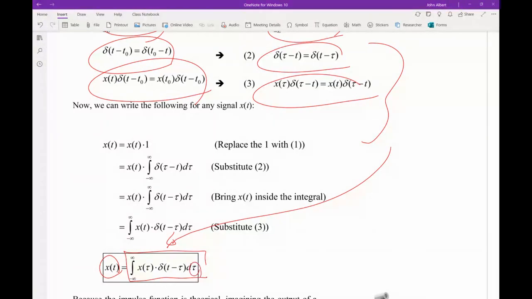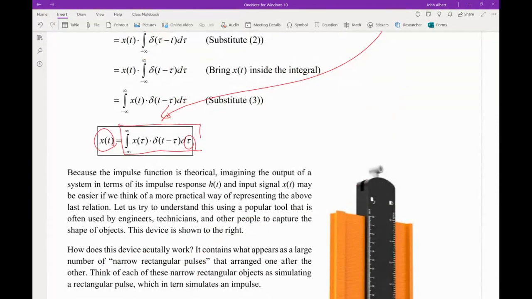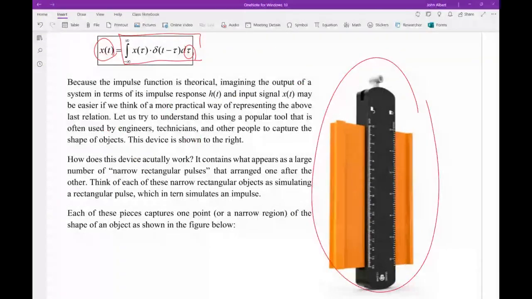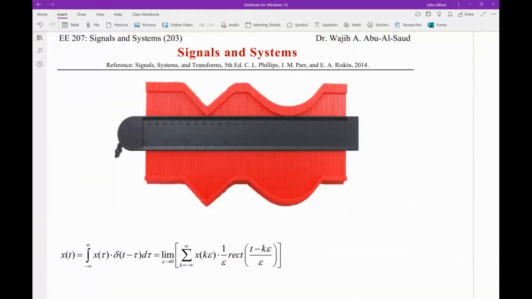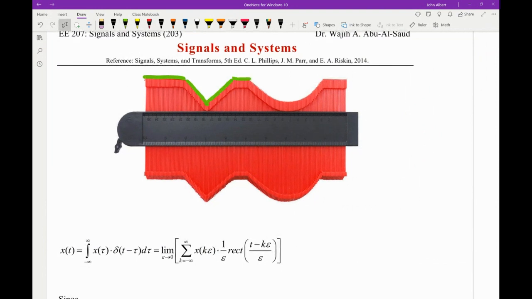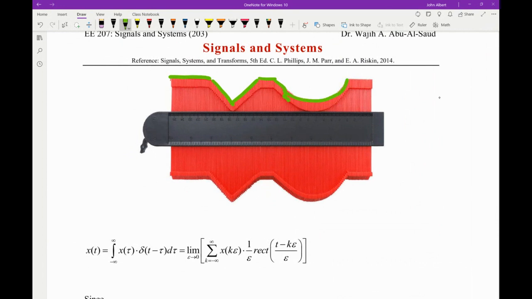The reason why I'm writing x of t this way is that I want to approximate x of t, if you remember, I talked about this device last class. I want to approximate it by an infinite number of impulses. Not only one impulse, but I want to define the function by an infinite number of impulses. What do I want to do? Assume that this is a function that I have. Let's say this is x of t.